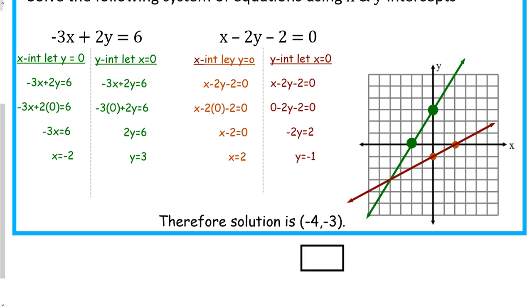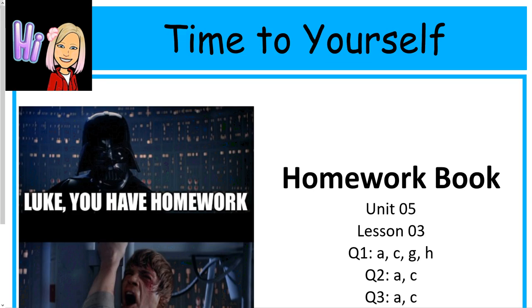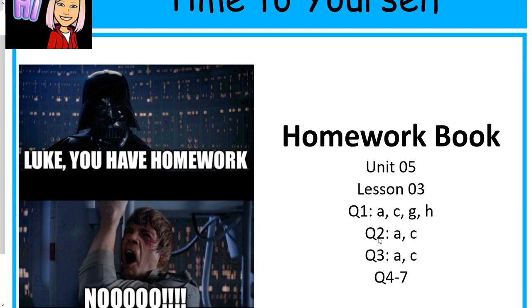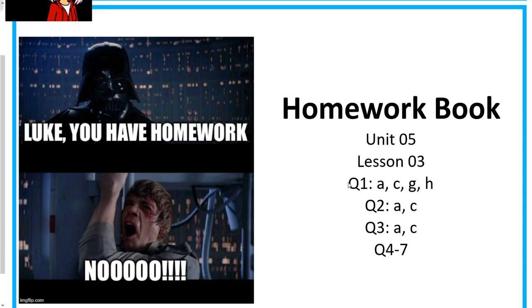For homework, we are on lesson 3 in the 5th unit for linear relationships part 2. You don't need to do all the questions. If you'd like to do them all, go ahead. You can do that. But I'm requiring you to do for question 1 A, C, G, and H, question 2 A and C, question 3 A and C, and then questions 4 to 7. All right, that's all I'm going to ask you to do.